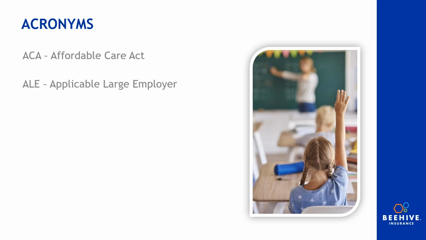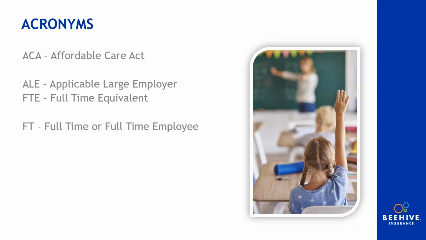So let's go over some acronyms we're going to be using in today's webinar. The first one, of course, is ACA for Affordable Care Act, ALE for Applicable Large Employer, FTE for Full-Time Equivalent. Notice that this is a full-time equivalent. This is a specific term used by the ACA. We also use FT for full-time or full-time employee. Note we are not using FTE for full-time employee. That is specifically full-time equivalent. We have part-time, PT, for part-time or part-time employee.